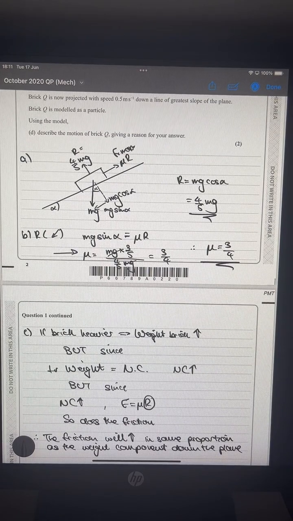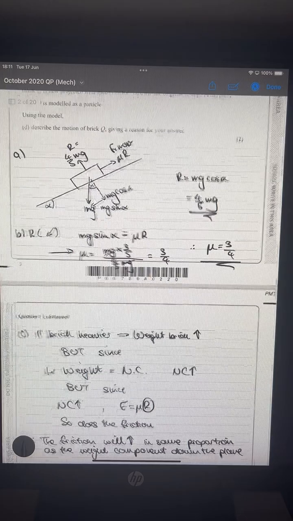Does that make sense? You're also allowed to just say the forces are all balanced because the force up the slope is balanced with the force down the slope. Why? Because the M values cancel. So the mass of the brick doesn't actually make a difference here.